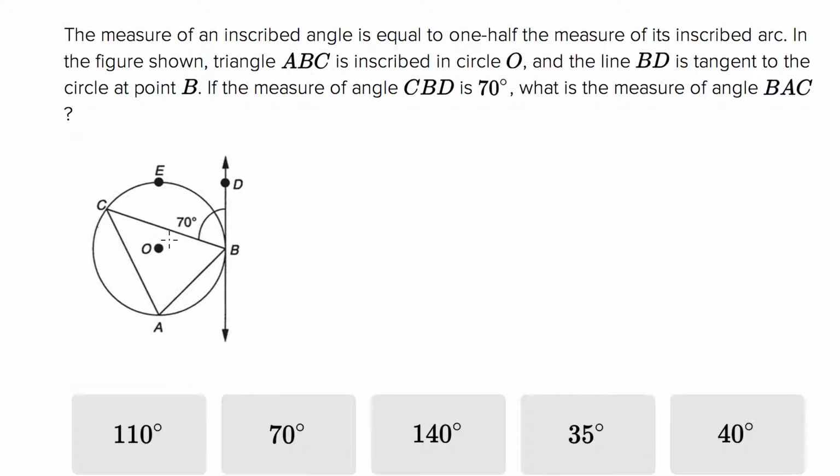It's a ridiculous setup. It's a circle with an inscribed triangle. BD is tangent to the circle, and it says the measure of CBD, which is marked here, is 70. What's the measure of BAC?